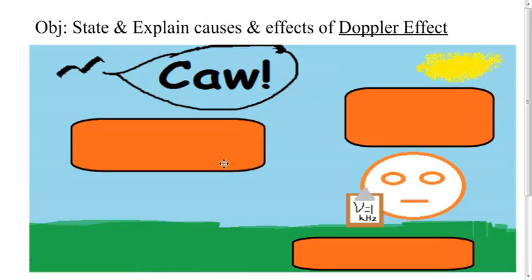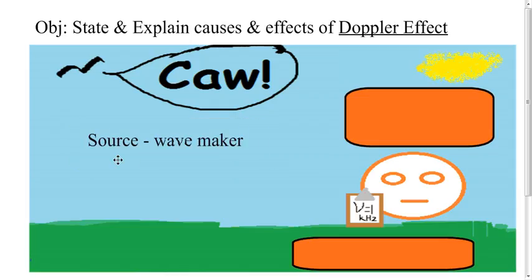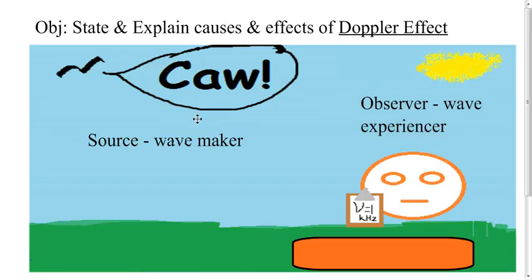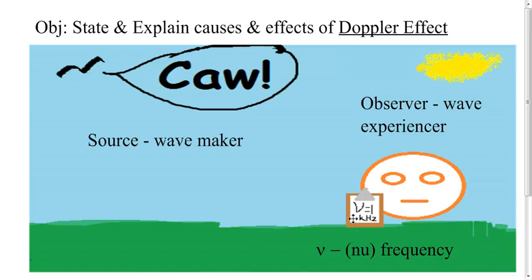One is a wave source, or a source. A source is anything that's making a wave. In this picture, it's the crow yelling, caw, caw. There's an observer, and that's whoever experiences the wave. There are lots of observers in this picture, but we're just going to focus in on this person. And then there's the symbol. Another key term is nu, and that's this letter, and nu stands for frequency.